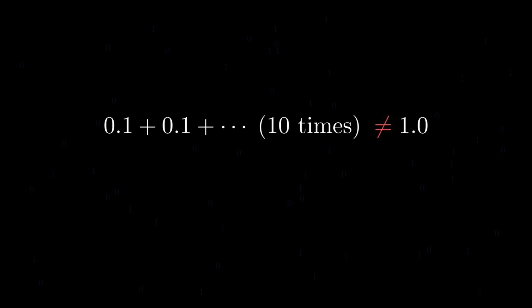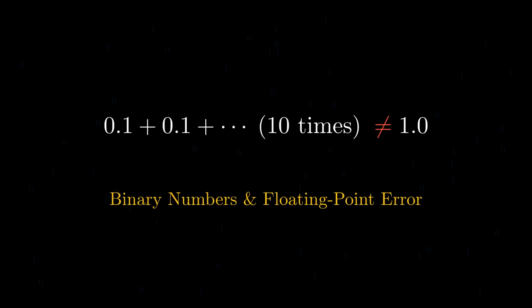Here's something that should not be true. Add 0.1 to itself 10 times in Python, and the answer is not 1. This is floating point error, and to understand why it happens, we need to see how computers store numbers in binary. That intuition is also the precursor to the approximation algorithm coming next.